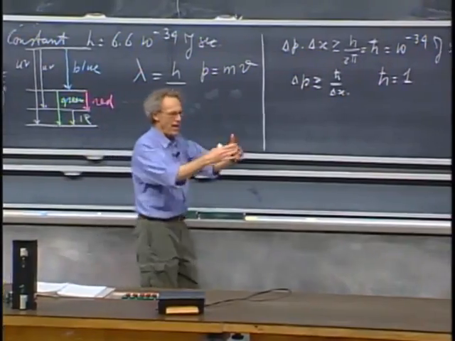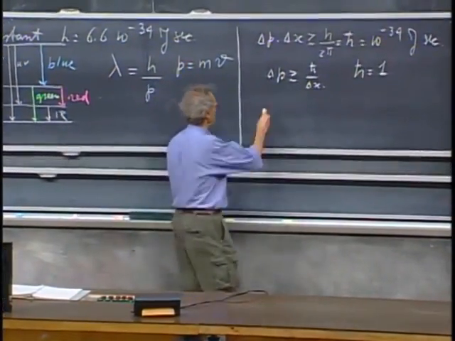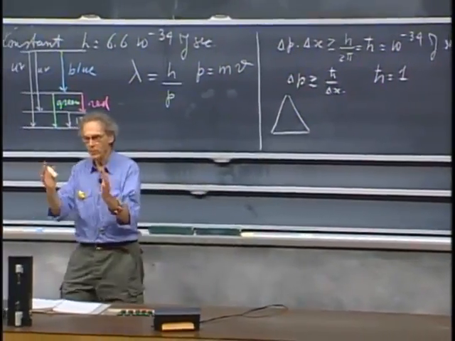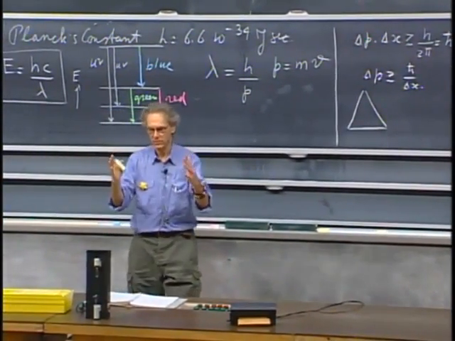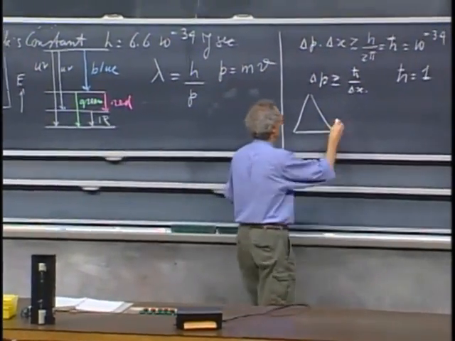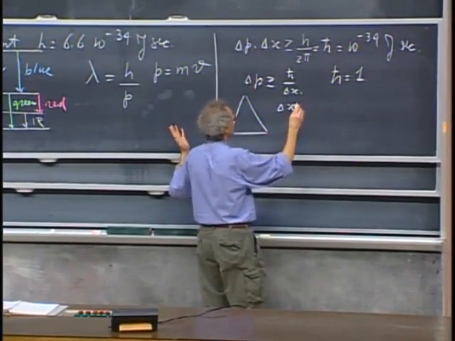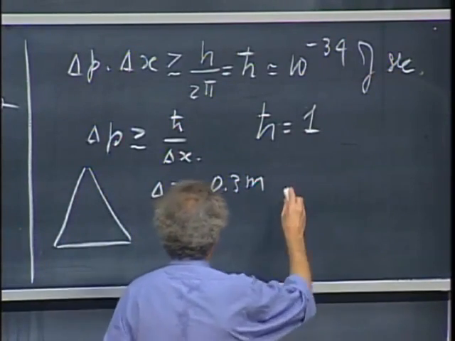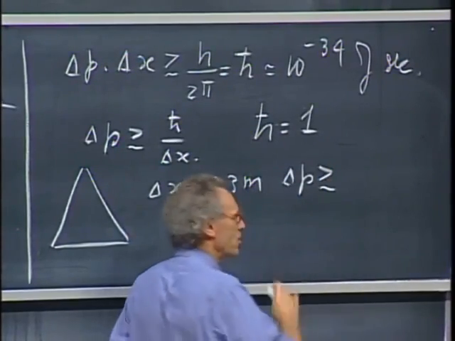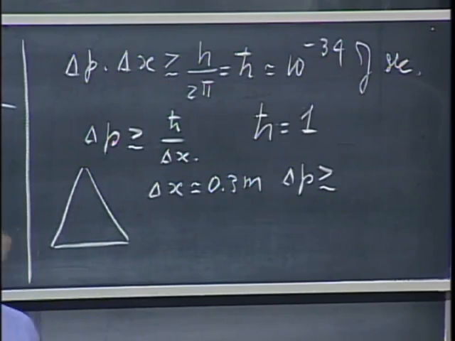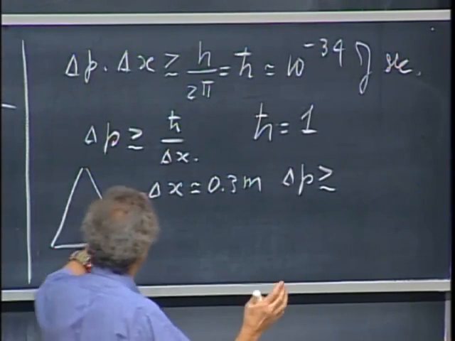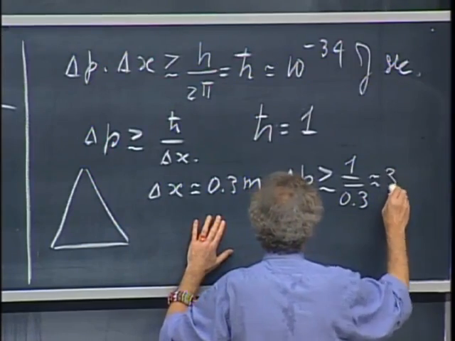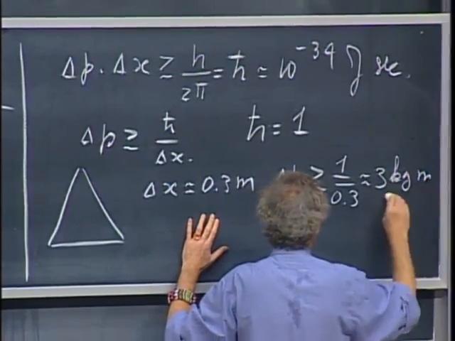And the professor takes a triangle on the pool table, and he puts the triangle over one billiard ball. So the billiard ball is constrained in its position. And that delta x is roughly, say, 30 centimeters, 0.3 meters. That means that the momentum is not determined to an approximate value of 1 divided by 0.3, which is about 3 kilogram meters per second.